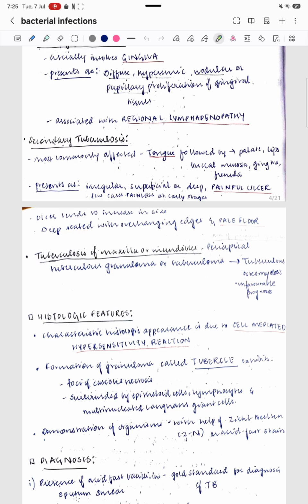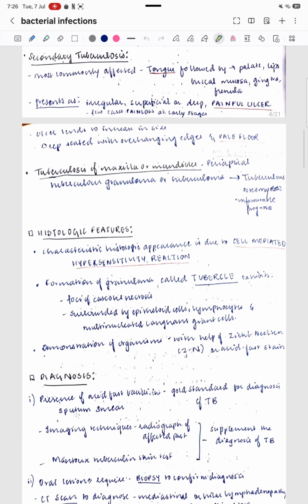Now, here we're describing the ulcer of TB. So the ulcer is usually painful, and it is an ulcer which is increasing in size, deep seated with overhanging edges and a plain floor. Now, tuberculosis of the maxilla or mandible may be periapical tuberculous granuloma or tuberculoma. Tuberculous osteomyelitis is unfavorable in prognosis.